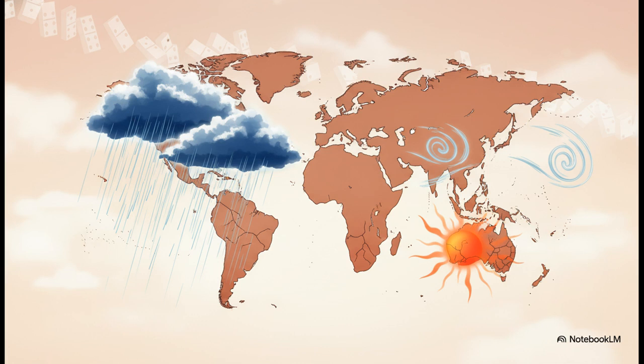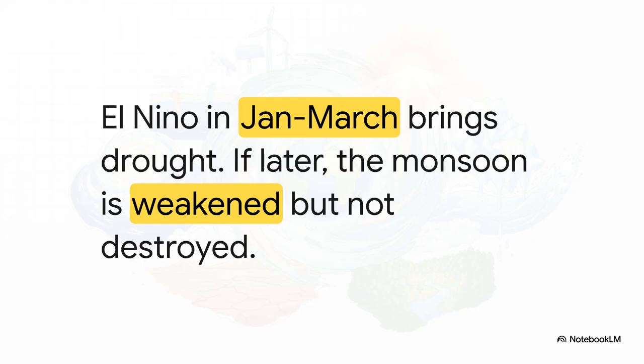The Indian monsoon basically gets starved of its wind momentum, leading to a drastically weakened monsoon. But wait, there's a really fascinating nuance of timing here. El Nino doesn't automatically guarantee a disastrous drought for India every single time.